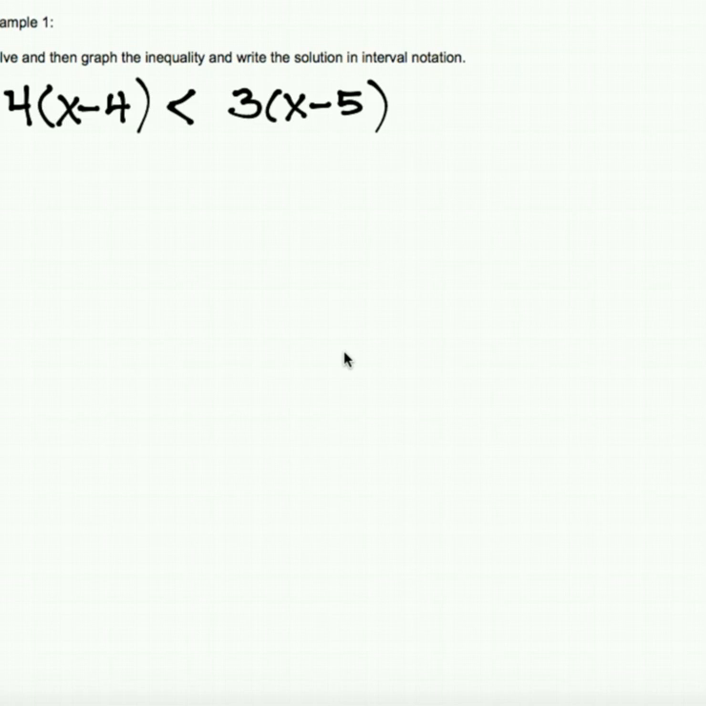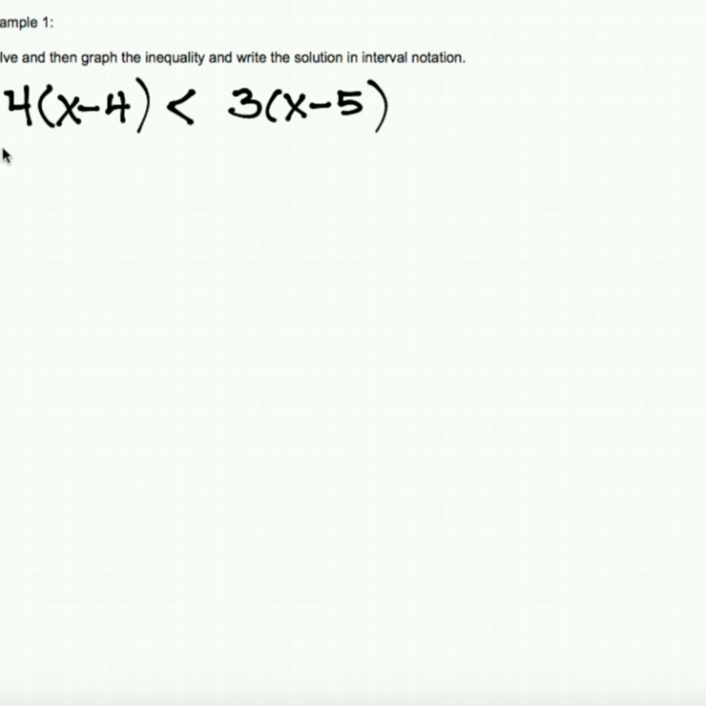Example 1, solve and then graph the inequality and write the solution in interval notation. So we're going to focus on solving and graphing first, and then we're going to figure out how to write our solution in what we call interval notation based off the graph. So you're going to learn interval notation as we go through these examples. Okay, so think of it like an equation. Pretend like this is an equal sign in the middle, but we know it's a less than sign. So solve as you would a regular linear equation.